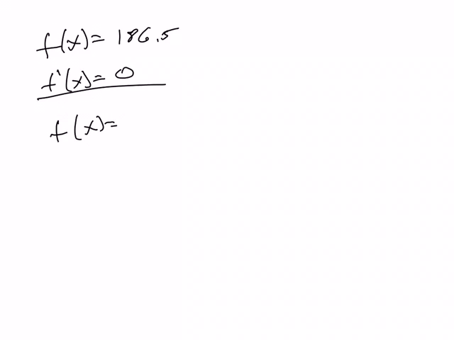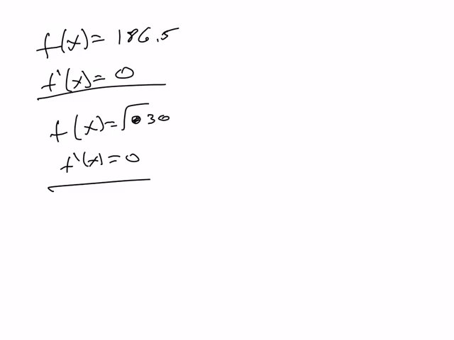Well, let's look at the first problem. f of x is 106.5. So if we just take the derivative of a constant, this is just 0. That's the first problem. Know what the derivative of a constant is. Derivative of a constant is 0. Second problem, same thing. f of x is equal to the square root of 30. f prime of x is equal to 0.